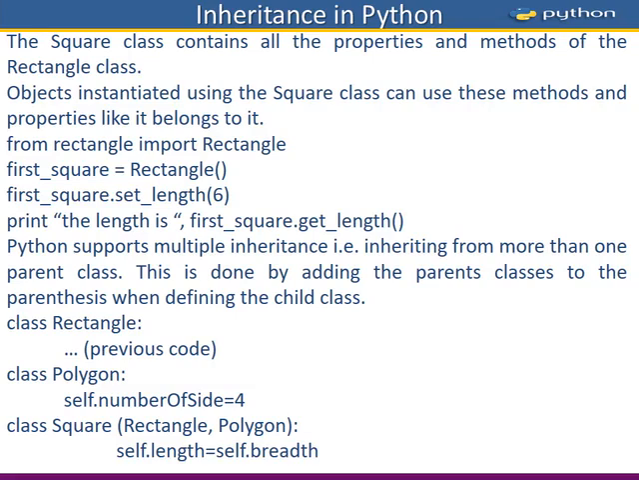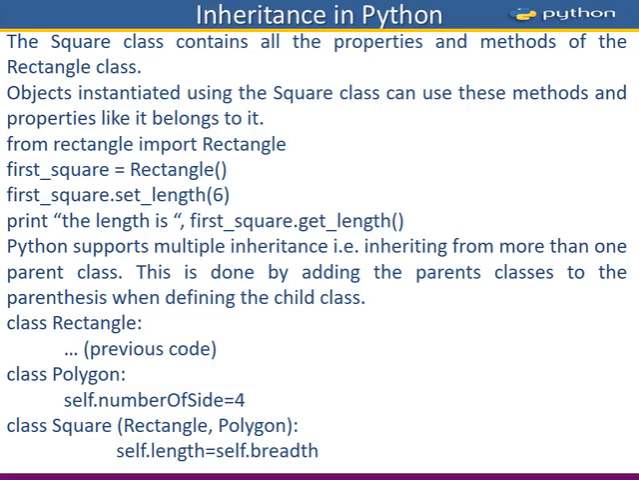So an object instantiated using the Square class can use these methods and properties like they belong to it. So we can see from the example. And also Python supports multiple inheritance.